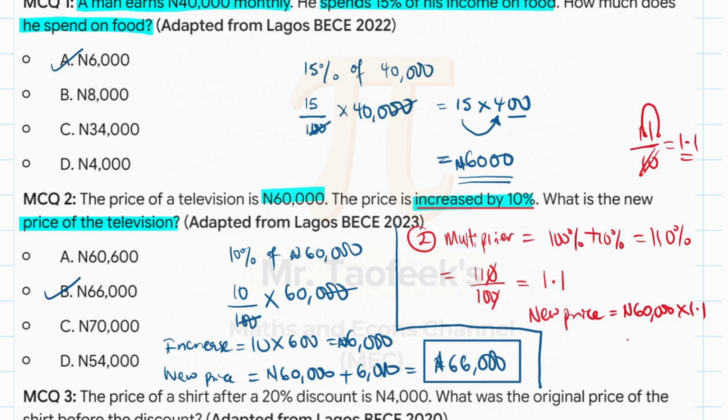Are we together? The original amount times 1.1. Okay, that's what you have to do. So if you do this now, immediately the answer you will get is the new price. Okay, so 60,000 times 1.1. There are two ways to do this.